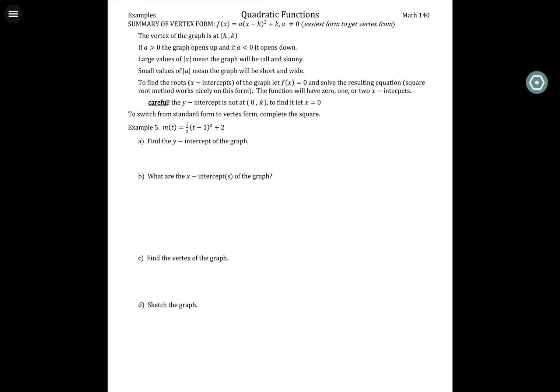Hi everyone, I want to move on to our final form. So we should know how to get information about a quadratic when it's written in standard form, ax squared plus bx plus c, in factored form, or in vertex form, which is this one right here. So we won't always be given the equation in vertex form. We can get it there by completing the square if we need to.